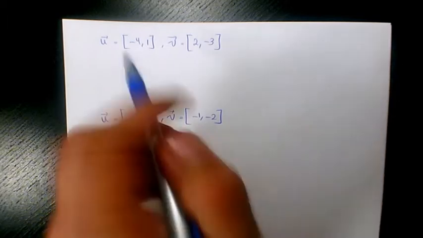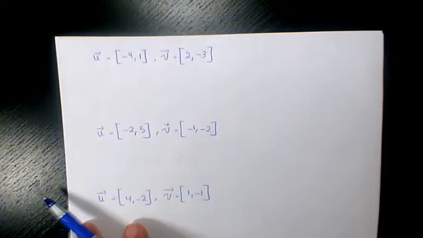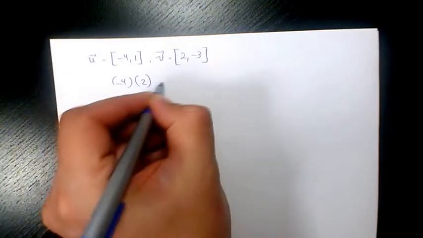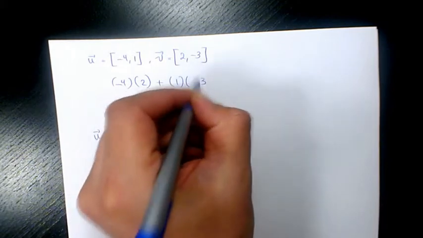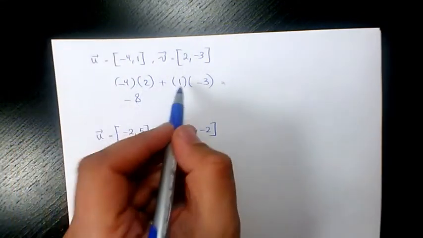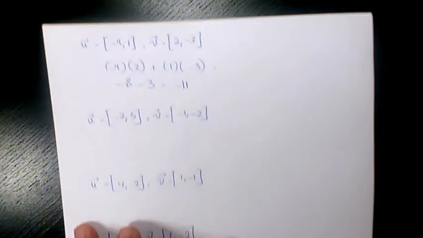Next one is u is negative 4 and 1 and v is 2 and negative 3. So it's going to be negative 4 times 2 plus 1 times negative 3. These are all dot products. Negative 4 times 2 is negative 8. 1 times negative 3 is going to be negative 3. That's going to be negative 11.